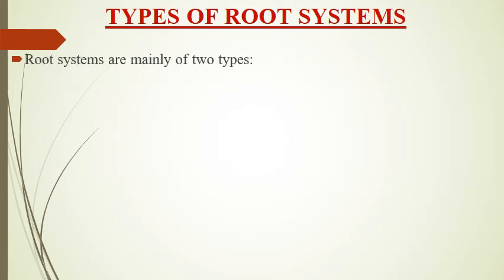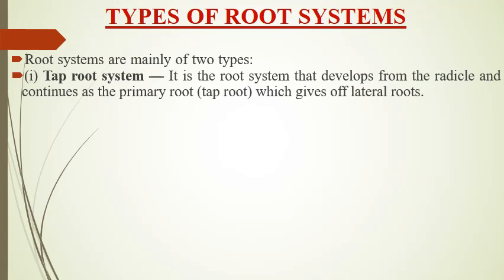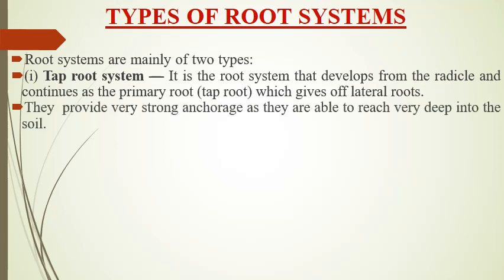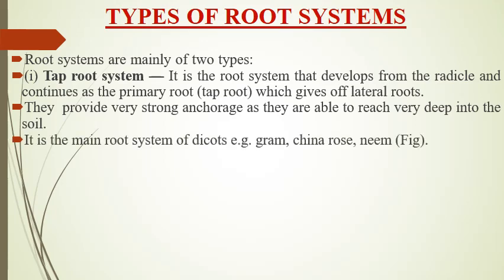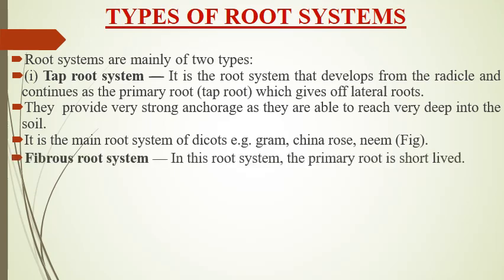Types of root system. Root systems are mainly of two types. Taproot, you can see in the animation. It is the root system that develops from the radicle and continues as the primary root, which gives off lateral roots. They provide very strong anchorage as they are able to reach very deep into the soil. It is the main root system of dicots, such as gram, China rose and neem.